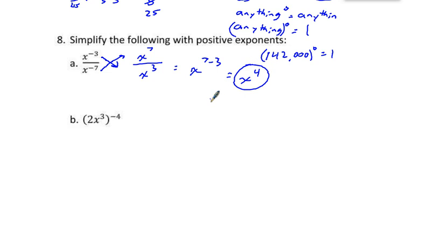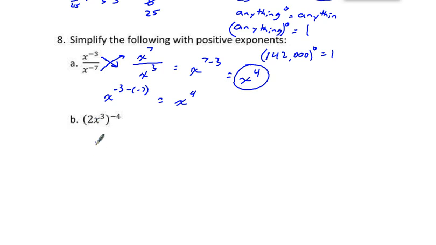Another way to do this problem would be right away to subtract, so x to the negative 3 minus negative 7, which is going to be negative 3 plus 7, which still gives us x to the 4th as that answer.